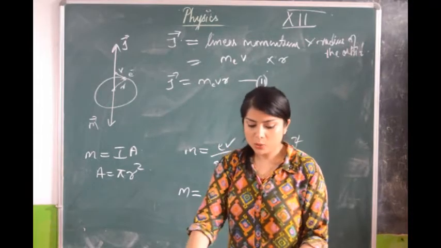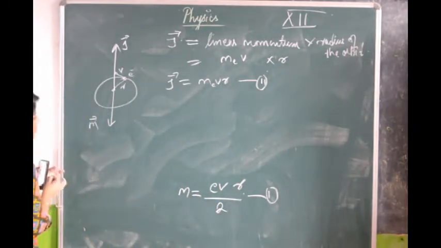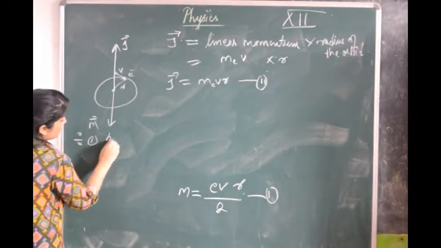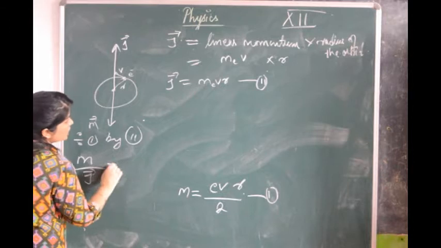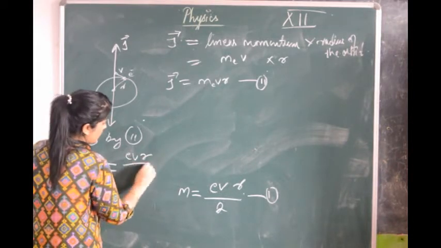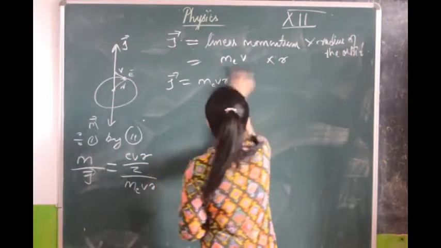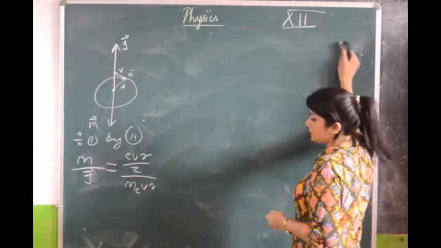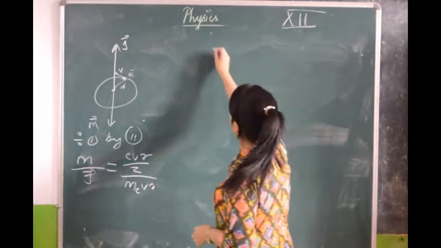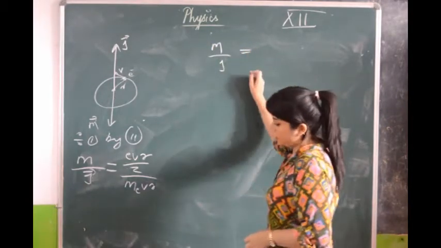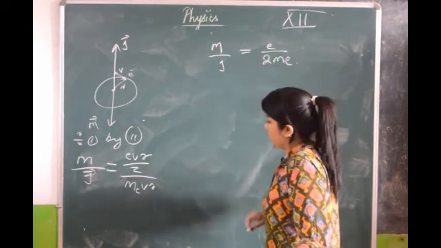Now dividing equation 1 by 2. So M divided by L is equal to evr by 2 divided by mvr. Now divide these two equations. After dividing and cancelling the terms, we get M by L is equal to e divided by 2m.